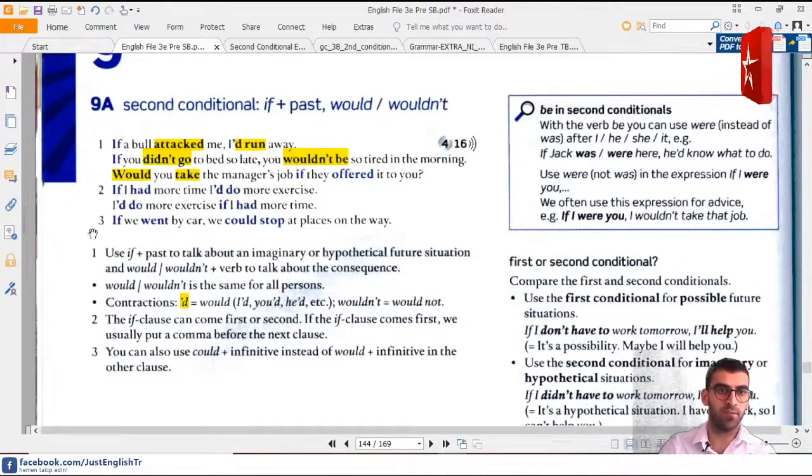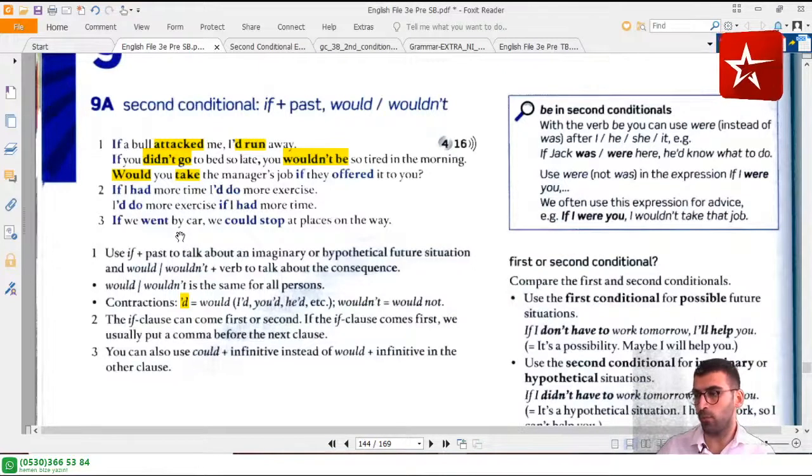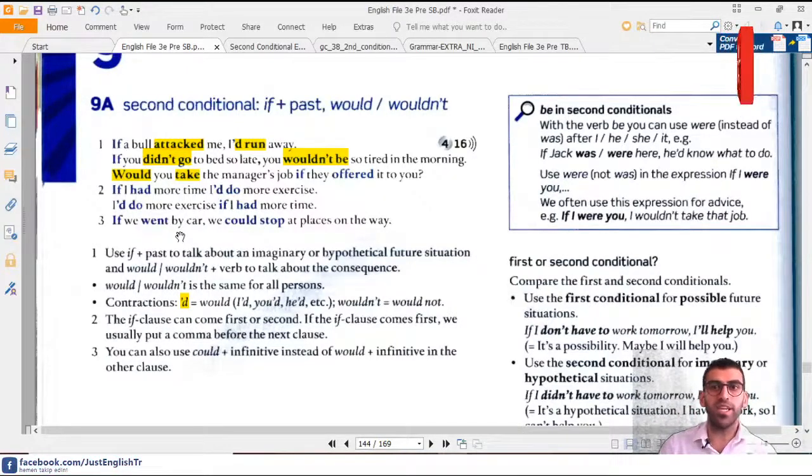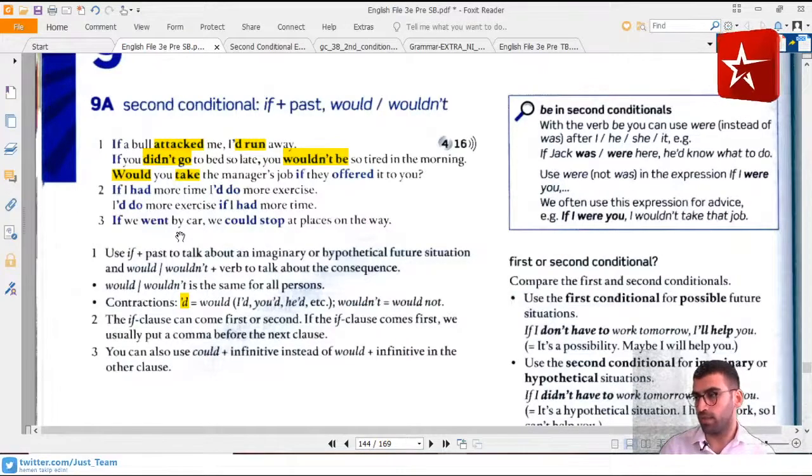So, if we went by car, we could stop at places on the way, in order to talk about any possibility you imagine. And in second conditionals, we can also use to be as a main verb.